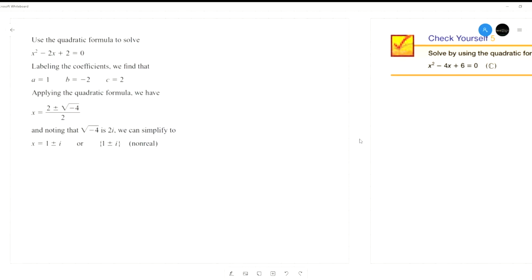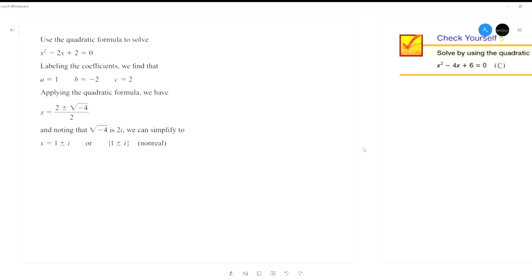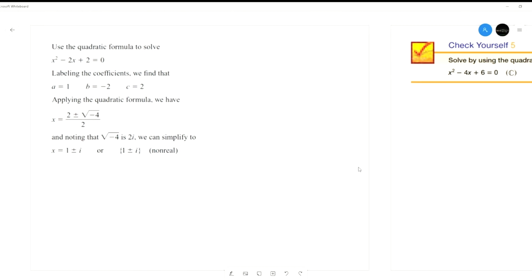Now this time, our solutions are going to be complex. And we'll talk about that more in depth. So as you can see here, we have our a. So our problem is x squared minus 2x plus 2 equals 0. So a is equal to 1, b is equal to negative 2, c is equal to positive 2. So let's plug these into the quadratic formula. You get negative b plus or minus the square root of b squared minus 4ac, all of this over 2a.